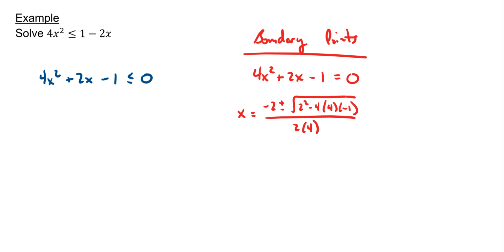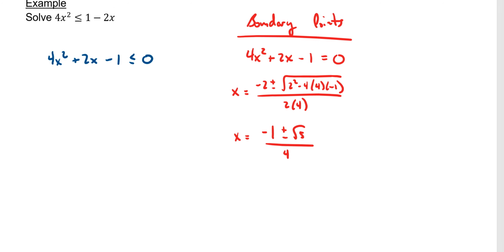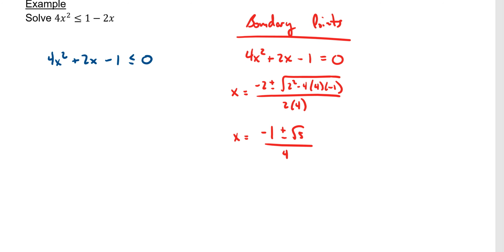If you need to go back and take a look at the quadratic formula, make sure you have that memorized. And then when we simplify this down, we should end up getting negative 1 plus or minus the square root of 5 over 4. As a side note, it does simplify a little bit, so you might have to simplify this expression in order to get what I have right here. So even though this looks very messy, we're still doing the exact same thing.